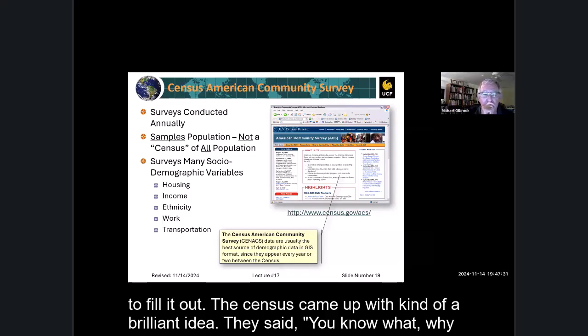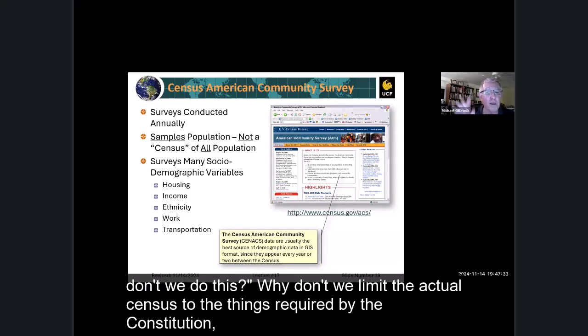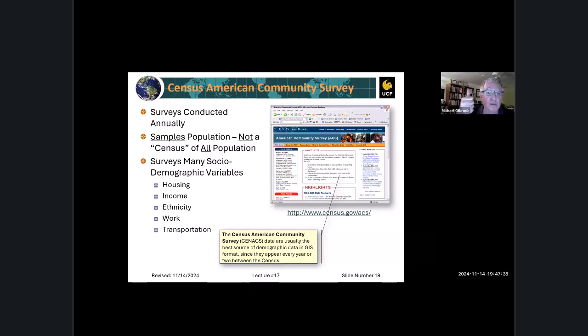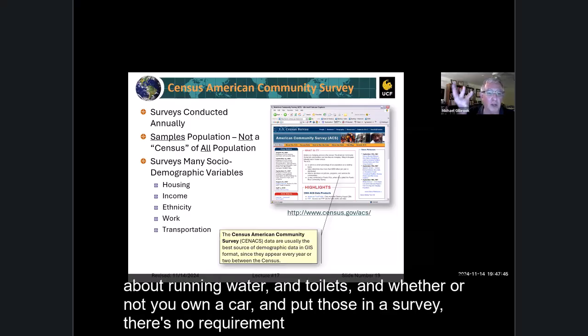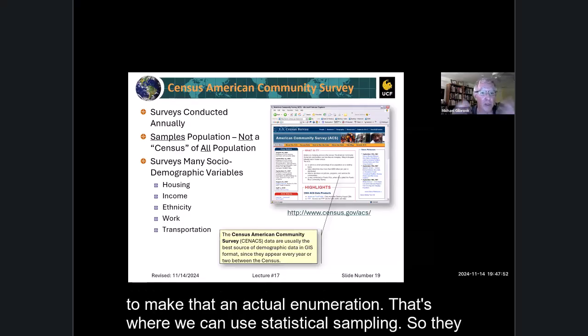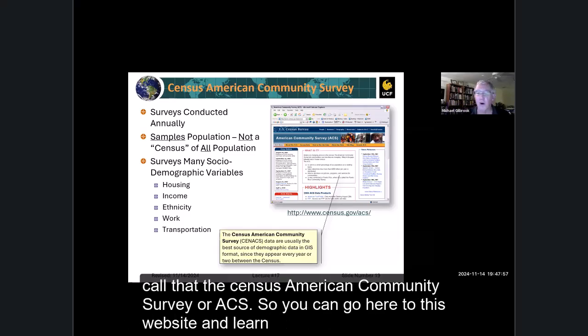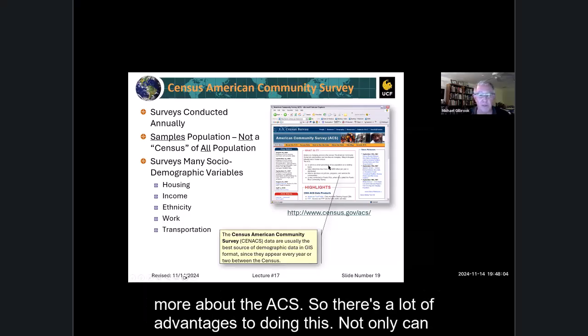The census came up with kind of a brilliant idea. They said, you know what? Why don't we do this? Why don't we limit the actual census to the things required by the Constitution, age, race, gender, and why don't we do all that other stuff the Congress wants, about running water and toilets and whether or not you own a car, and put those in a survey. There's no requirement to make that an actual enumeration. That's where we can use statistical sampling. So they call that the Census American Community Survey, or ACS. So you can go here to this website and learn more about the ACS.